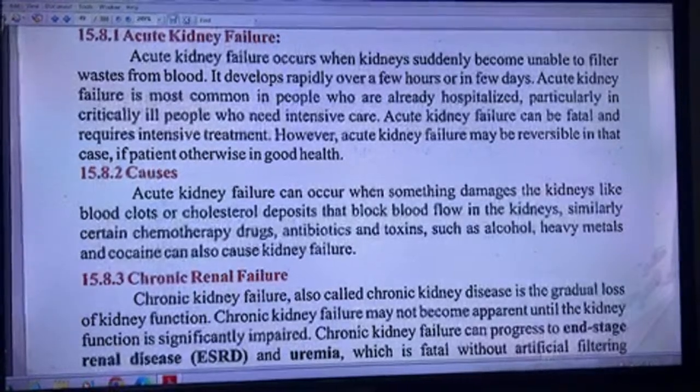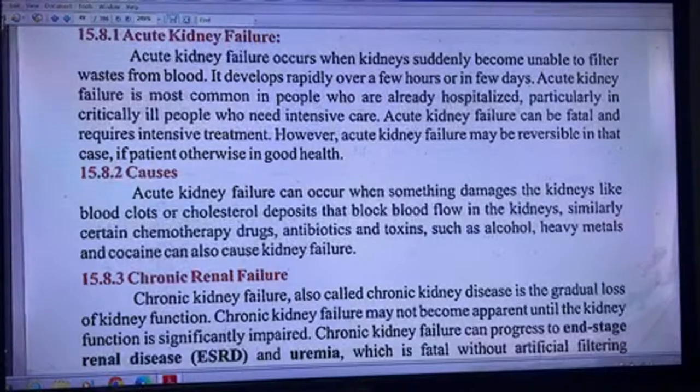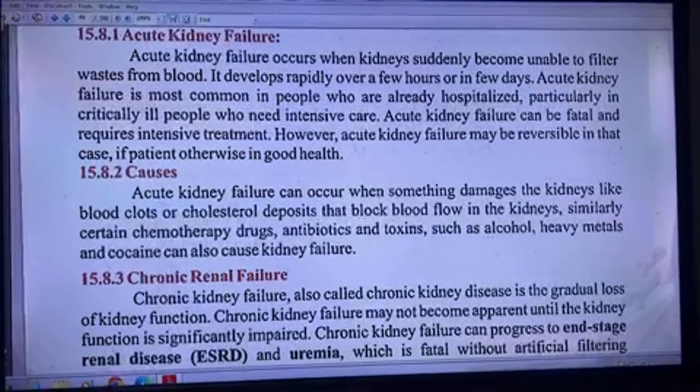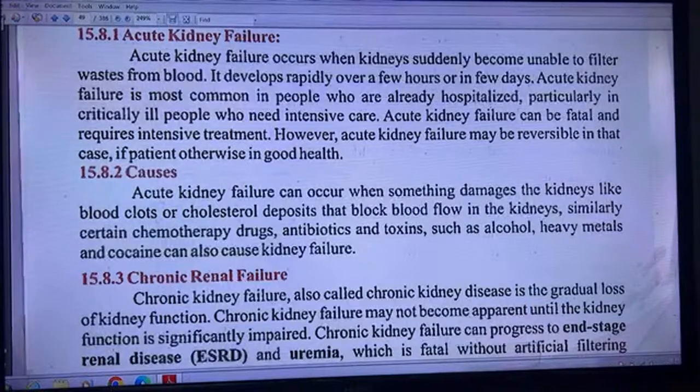Acute kidney failure is most common in people who are already hospitalized, particularly in critically ill people who need intensive care. Acute kidney failure can be fatal and requires intensive treatment. However, acute kidney failure may be reversible in that case if the patient is otherwise in good health.